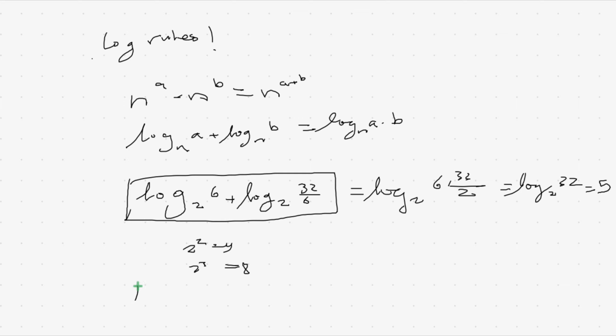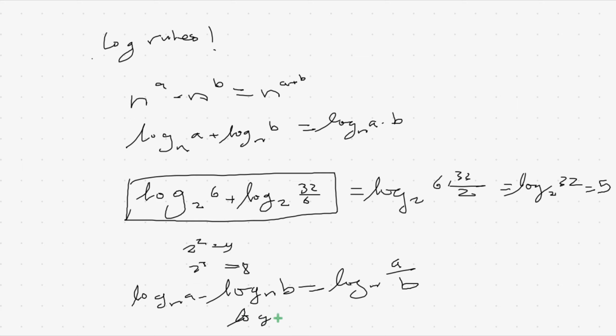another rule is log base n of A minus log base n of B equals log base n of A divided by B. And sorry if my writing is very, very messy because I'm using a mouse. Yeah. So we can similarly do something like this.